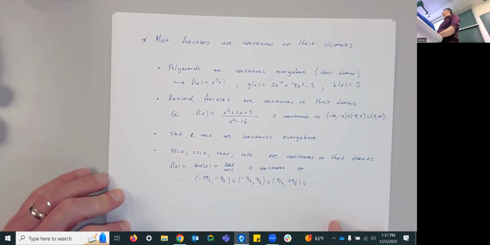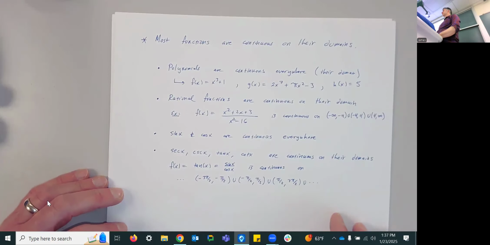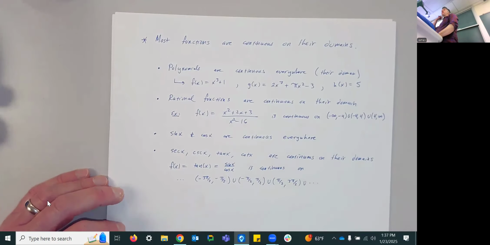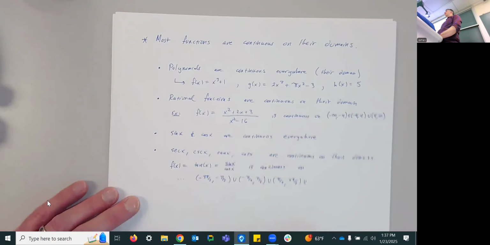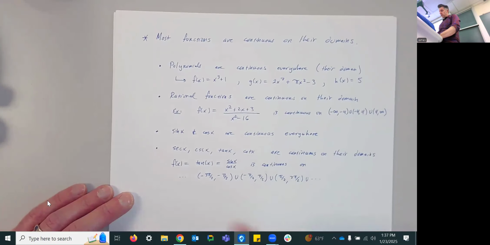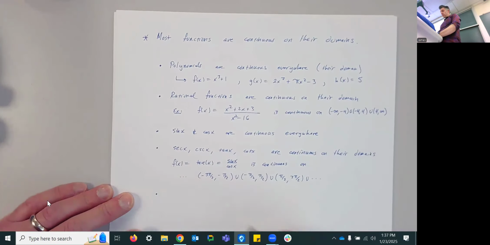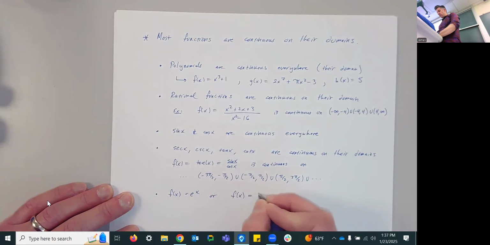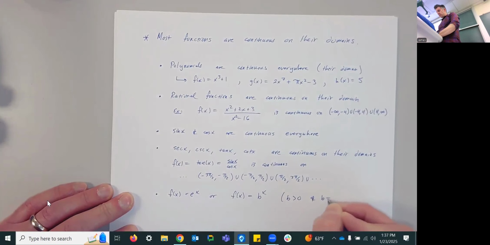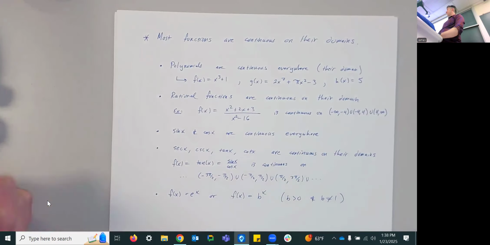What are we missing? What other kinds of functions are there? I can think of 2. Piecewise functions. Piecewise functions are kind of the special outliers. I'm thinking of, what am I thinking of? Oh, I know what it is. Exponential functions. So f of x, the most common one you're going to see is e to the x, but really any base that is positive and not 1. Continuous everywhere.